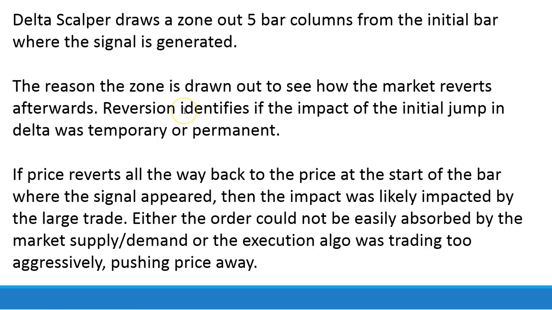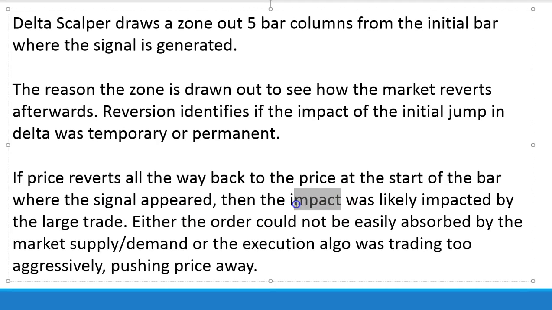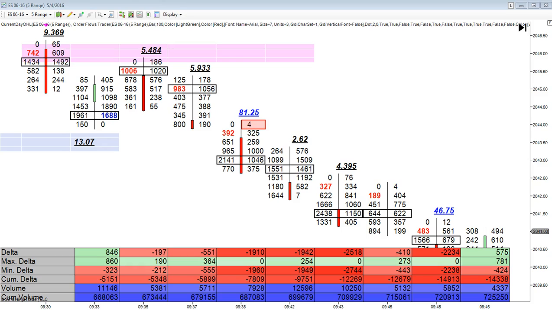Now, the reason the zone is drawn out is to see how the market reverts afterwards. Reversion identifies if the impact of the initial jump in delta was temporary or permanent. So if price reverts all the way back to the price at the start of the bar where the signal appeared, then the market was likely impacted by the large trade. Either the order cannot easily be absorbed by the market supply or demand, or the execution algo is trading too aggressively, pushing price away at the time. I'll give you a few examples.